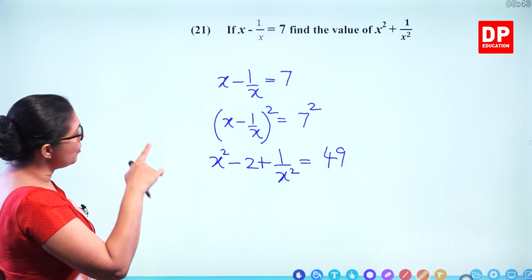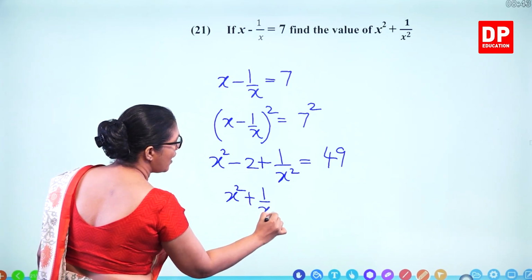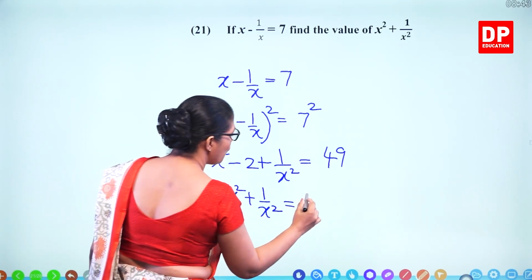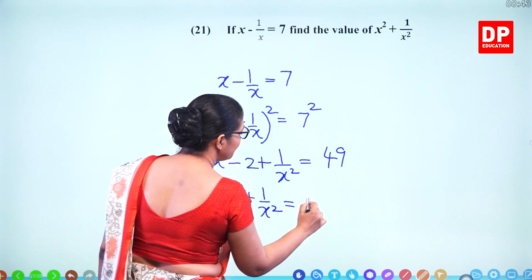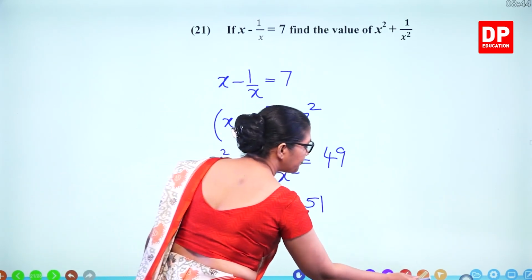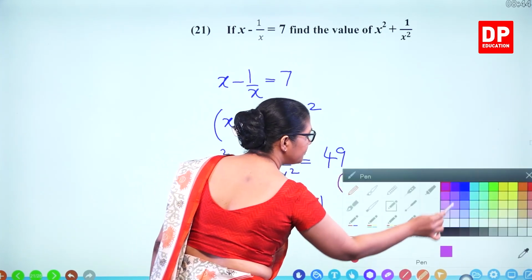Now look at this one, you need only these two, x squared plus 1 over x squared. So you can take minus 2 to the other side, plus 2. 49 plus 2, 51. So that's the answer. 2 marks.